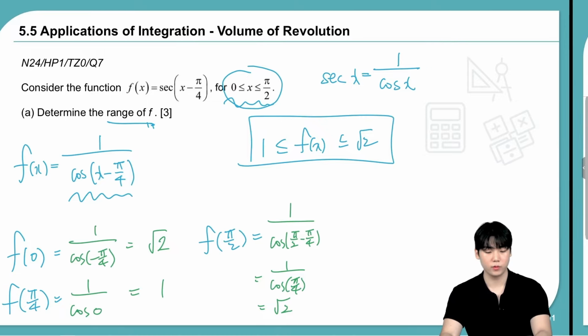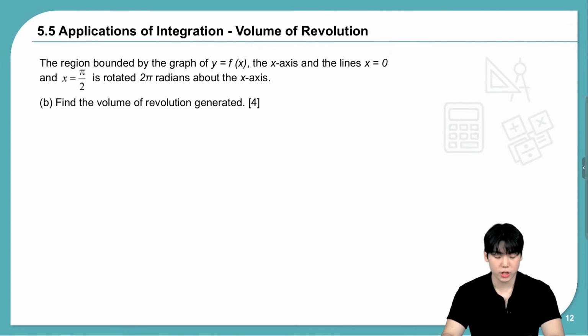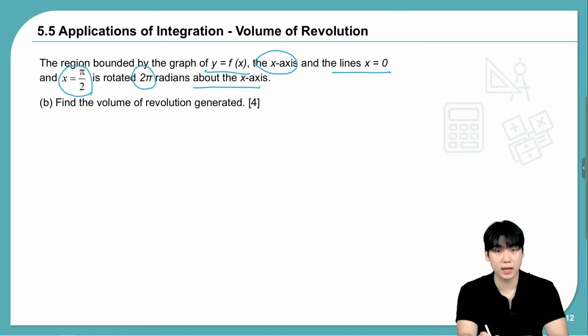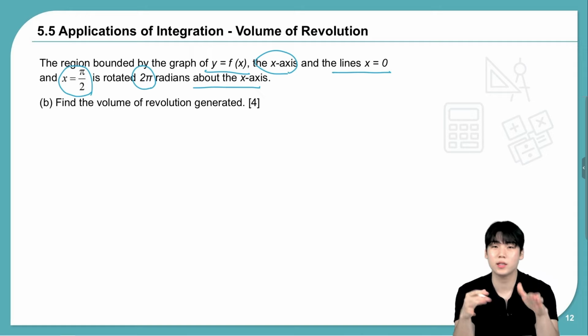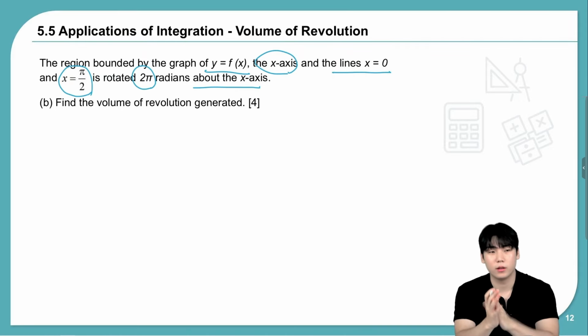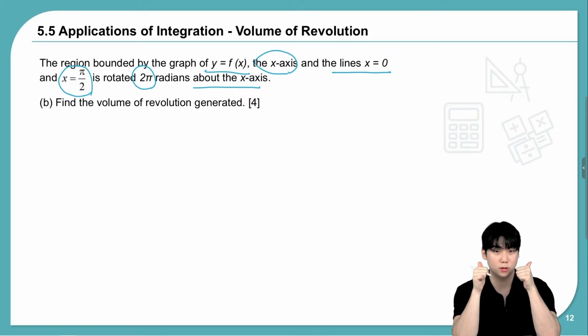All right. Moving on to part B. The region bounded by the graph, the x-axis and the lines x equal to 0 and x equal to pi over 2 is rotated 2 pi radians about the x-axis. Rotating about the x-axis, we have to find the volume. We're given the formula, and this is all in the formula booklet. Whenever I say there is a formula, it's all in the formula booklet. But I do highly encourage you to remember all these formulas. Of course, there are some formulae that even I don't remember. It saves a lot of time. So I highly encourage you to remember all the formulas.